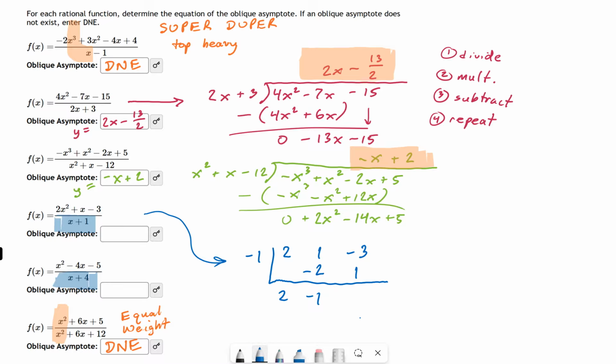Now, I don't care about that negative 2 right there. That's my remainder again. The part I care about is right here. That's my equation. So I'm going to say y equals 2x minus 1. And you would repeat it exactly the same way with this last problem right here. Anytime you have a nice little denominator, that's synthetic division. We like that.